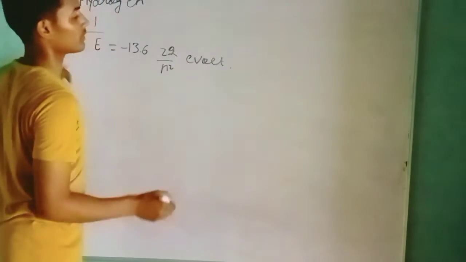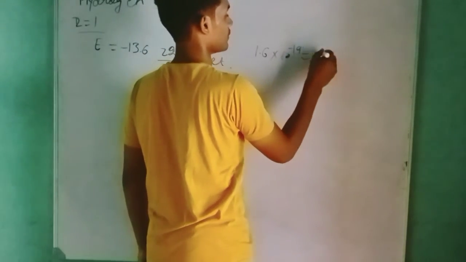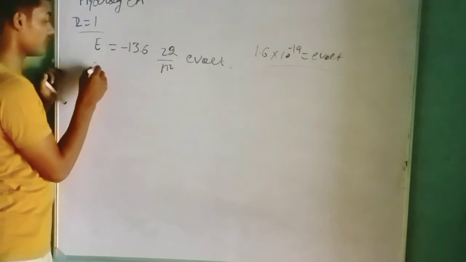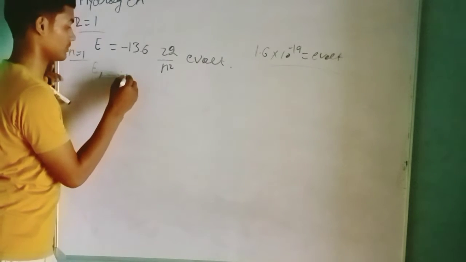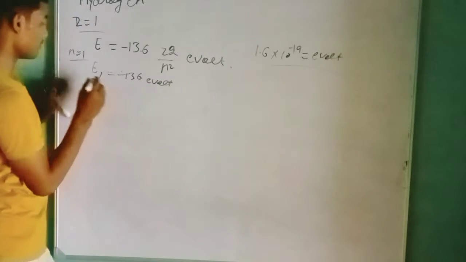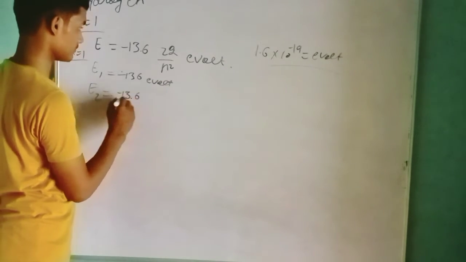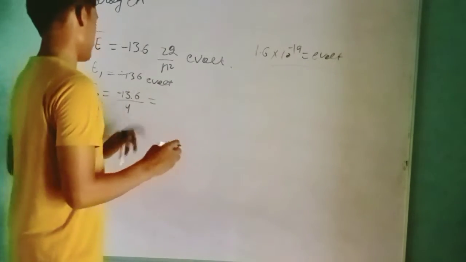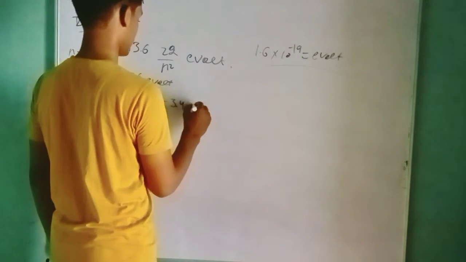calculate that in electron volt, and we know that 1 electron volt is 1.6 into 10 to the power minus 19 joule. For E1, the number of the orbit is first. Now for E2, n squared is equal to 4, and we divide it, that is approximately minus 3.4 electron volt.